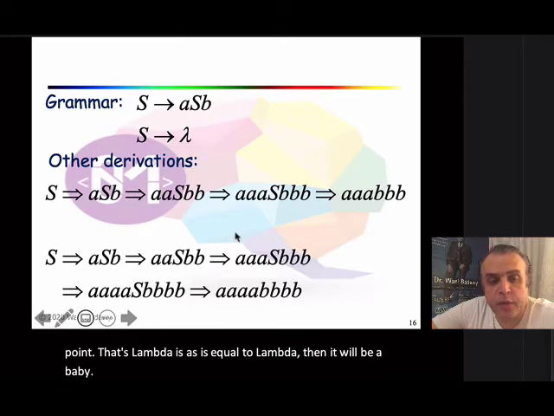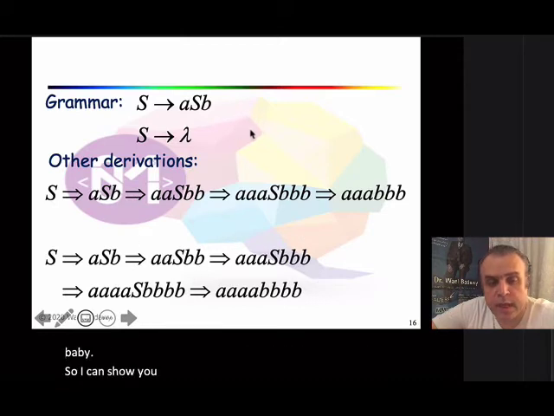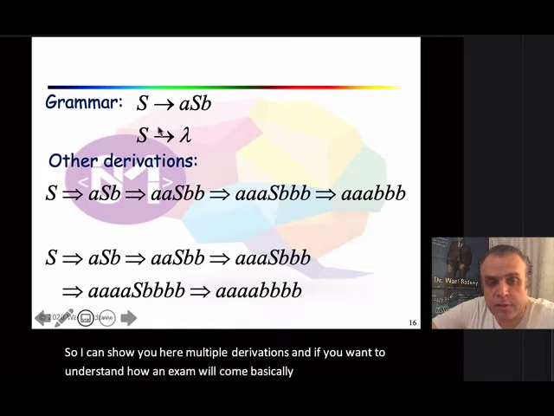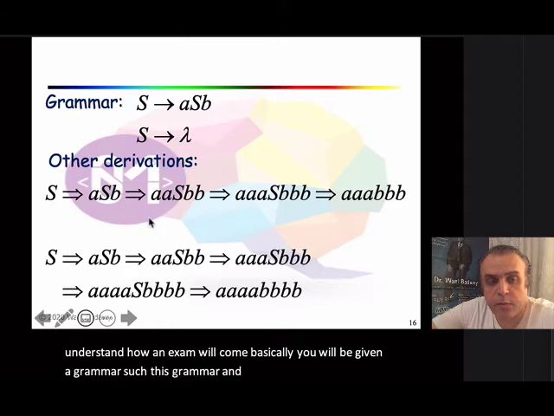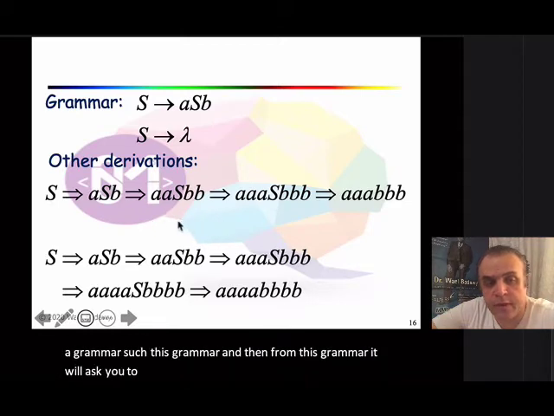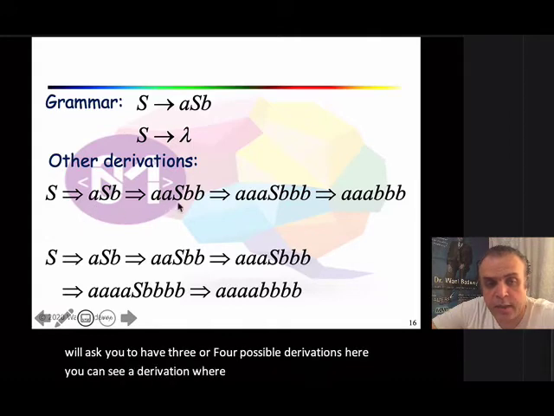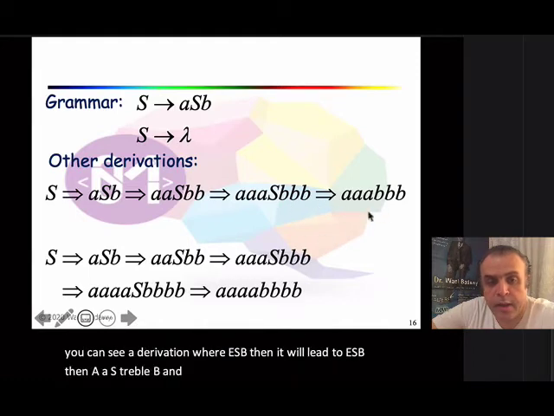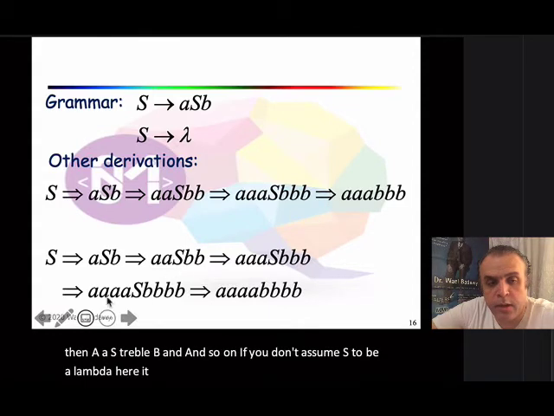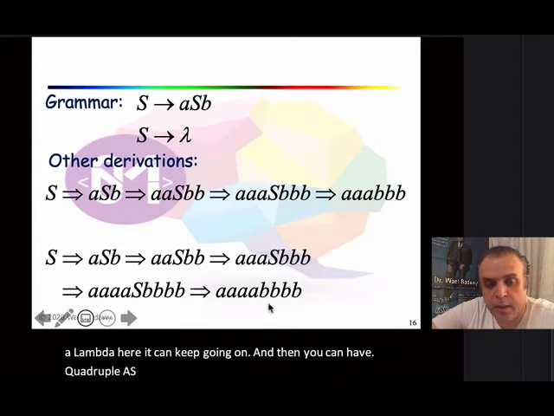So I can show you here multiple derivations, and if you want to understand how an exam will come, basically you will be given a grammar such as this grammar, and then from this grammar it will ask you to have 3 or 4 possible derivations. Here you can see a derivation where S goes to ASB, then it will lead to AASBB, then AAASBBB, and so on. If you don't assume S to be lambda here, it can keep going on, and then you can have AAAAS BBBB, and then if it's lambda, it will be AABB.